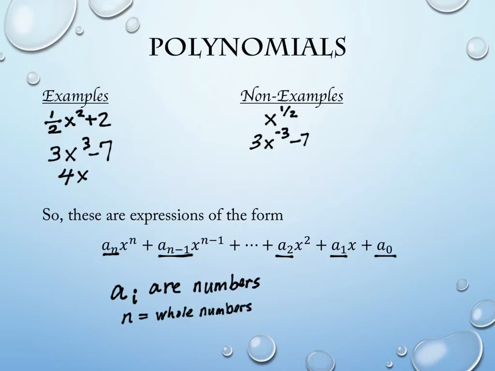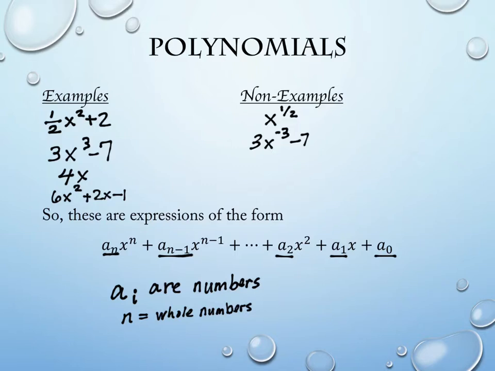You can have single terms like this, 4x. You could also have things that were all added together like we had in the previous examples, but here's another one. So it could have 3 terms, it could have 4 terms, it could have 5 terms. The important thing is that the exponents are positive whole numbers.